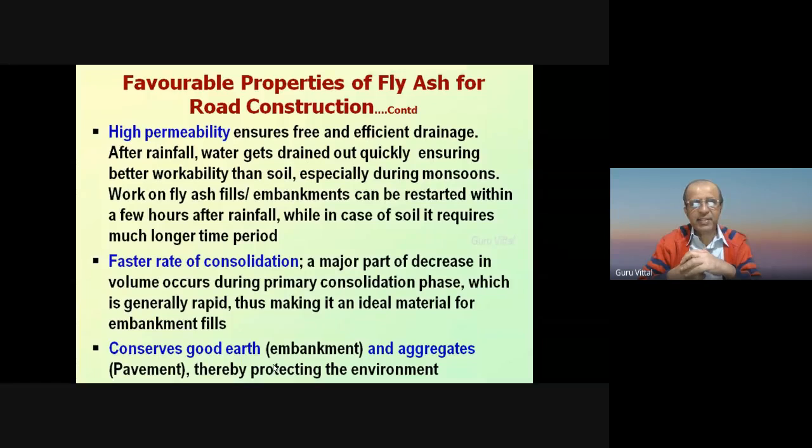Conserves good earth and aggregates, thereby protecting the environment. So this is the first point which I told with regard to sustainable construction. When we use fly ash for our roadworks, we conserve the soil, the good earth, when we undertake embankment construction, and when we use it in pavement construction, we conserve aggregate resources. Of course, Rajasthan has been blessed with a very ample amount of aggregate resources, but everything is finite. It is not infinite. So, if not today, maybe after a few decades, there will be scarcity of aggregates.